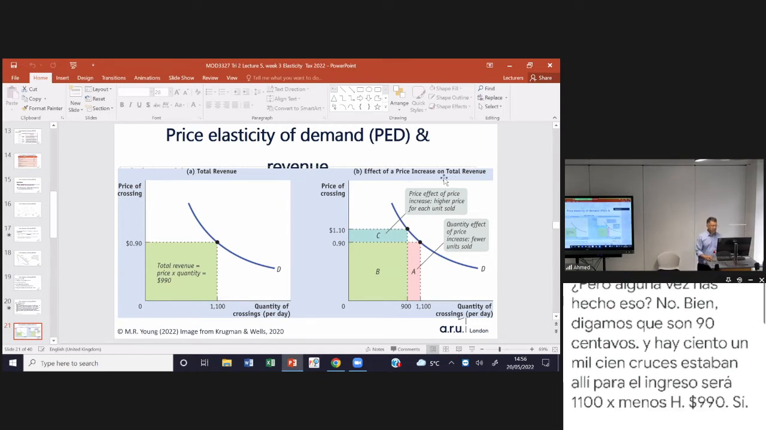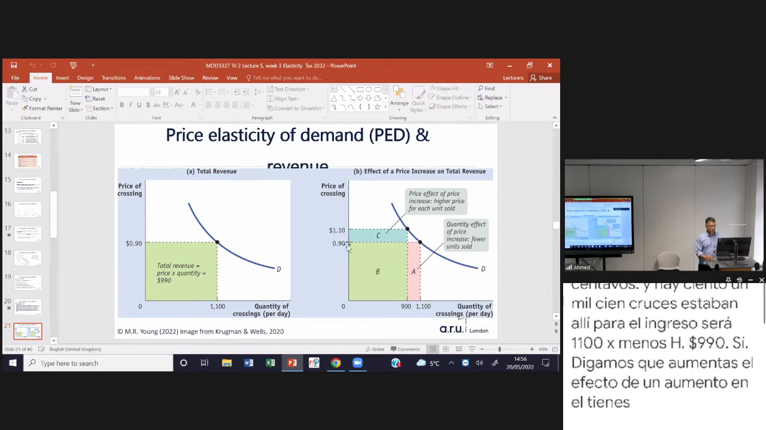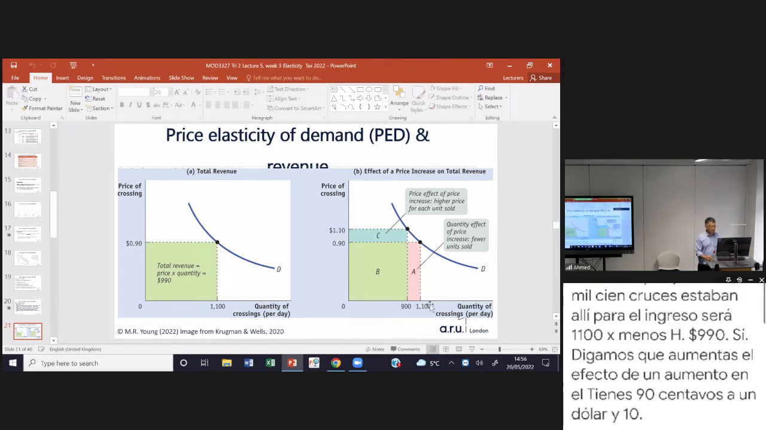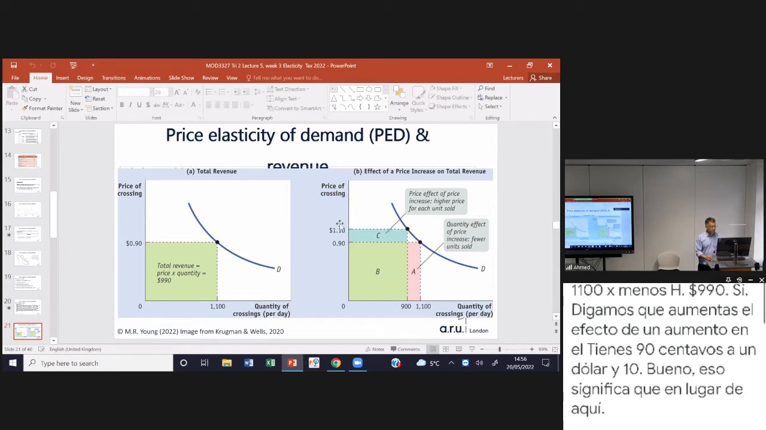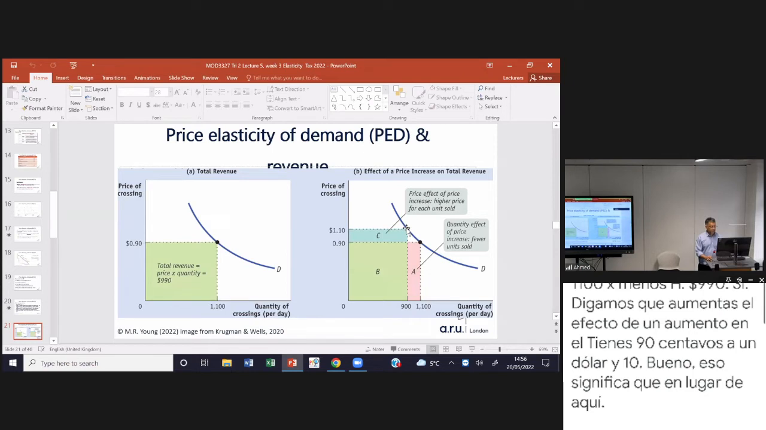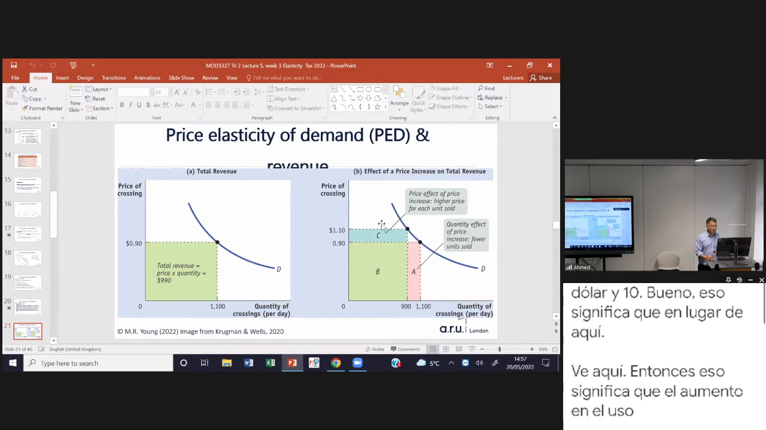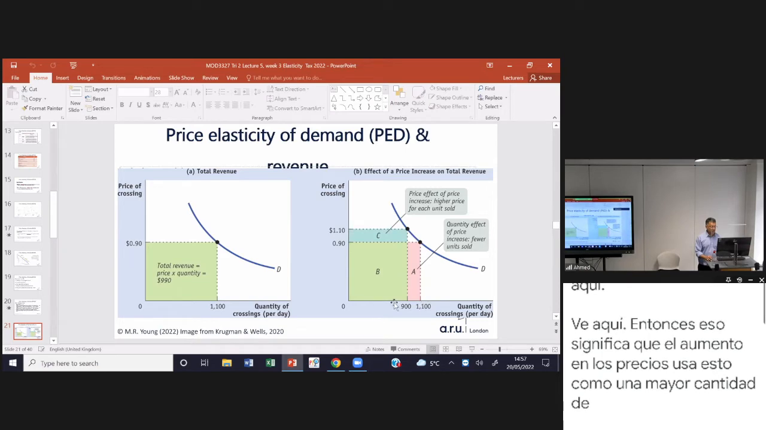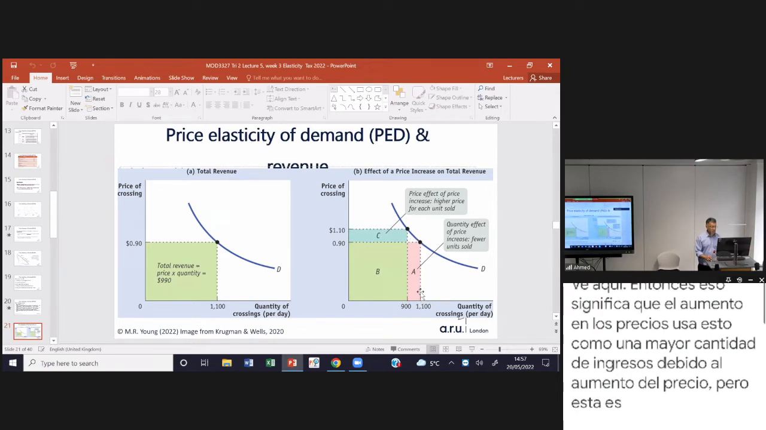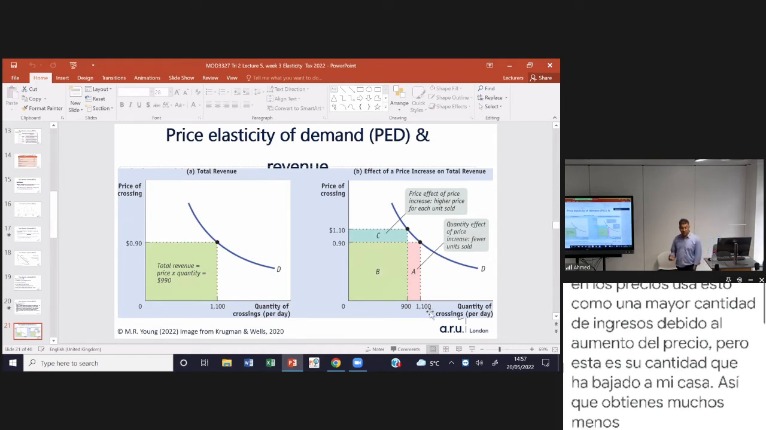Let's say you increase the price, from 90 cents to $1.10. Well, that means that instead of here, you go here. So the increase in price gives you a higher amount of revenue because of the price increase, but your quantity has gone down from 1,100 to 900. So you get this much less revenue because of a quantity decrease. Those are the two effects we're interested in.